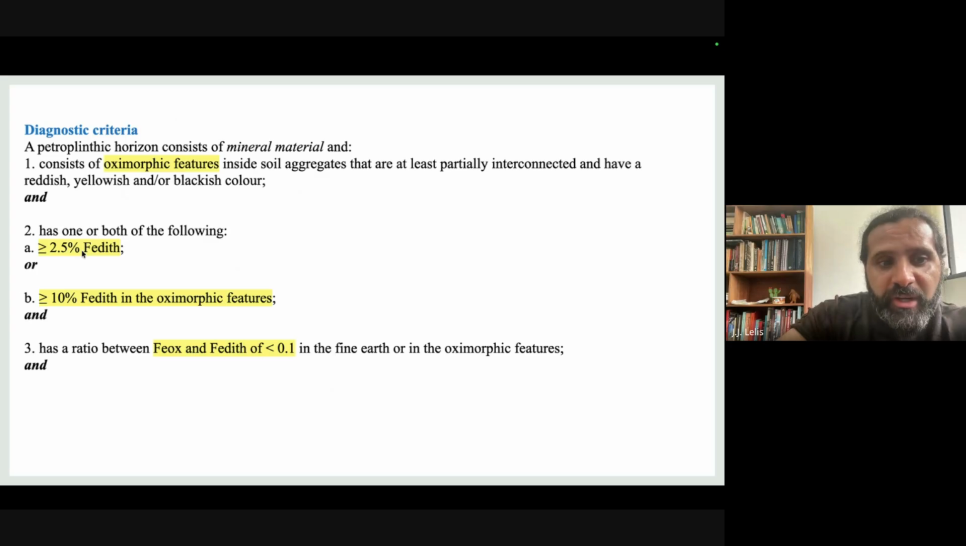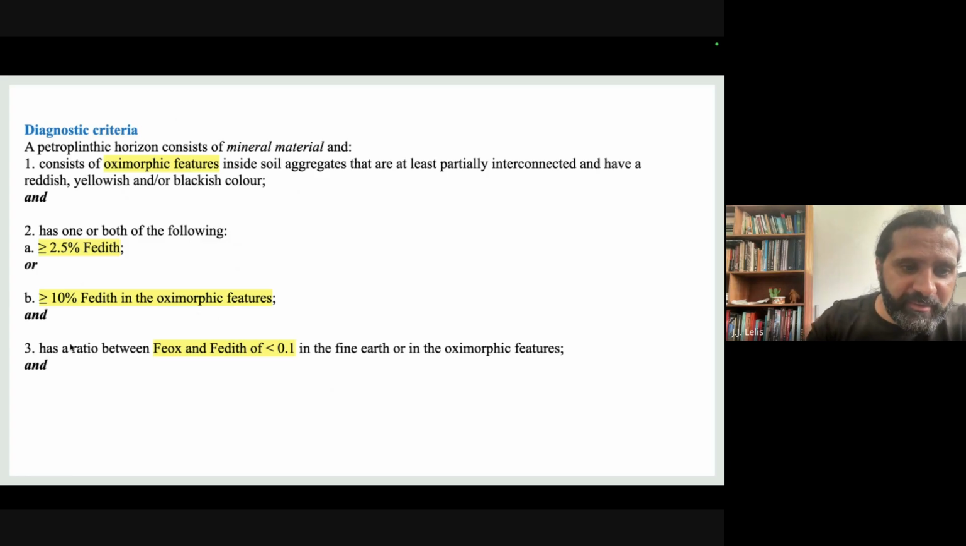So I will measure the total iron content, and it should be high because we are talking about a horizon which expresses iron cementation, cemented by iron. The other option is to find 10% more total iron in the oxymorphic features than in the rest of the soil, expressing that iron is concentrated in some oxymorphic features, plinthite, petroplinthite, okay?